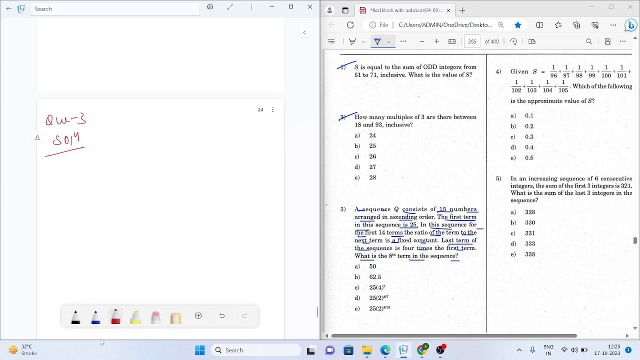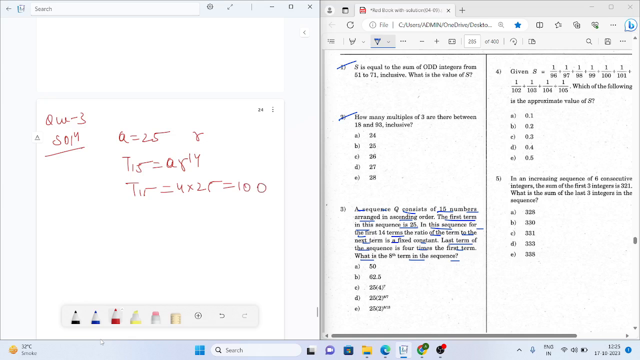So 15 terms are arranged in ascending order. He says the first term is 25, and for the first 14 terms, the ratio of terms is constant. So r is constant, so it is definitely a GP, and the last term, which is the 15th term, is ar^14, right? The last term is 4 times the first term, so 4 into 25, it is 100.